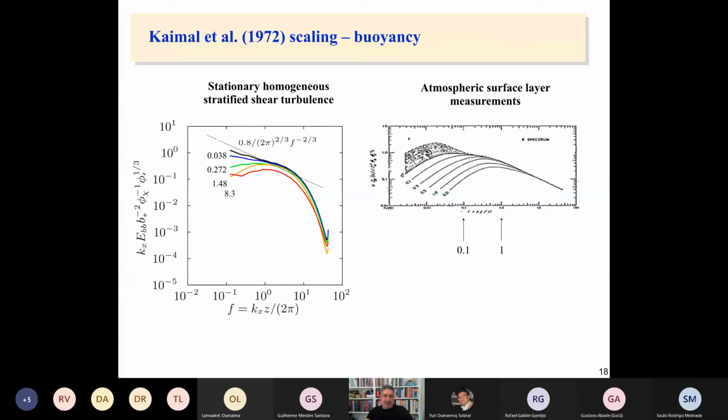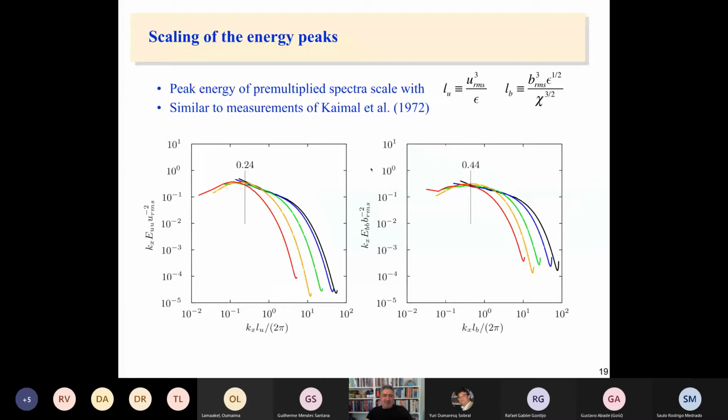I can do the same thing with buoyancy. I still get a very good agreement with whatever was measured in the surface layer. And you can keep going, and then you can try to scale all the energy peaks with these variables. And you can see that these are the numbers that Kaimal et al. found in the early 70s. And again, we have very good agreement with what was measured in the actual atmosphere and from our DNS, okay?